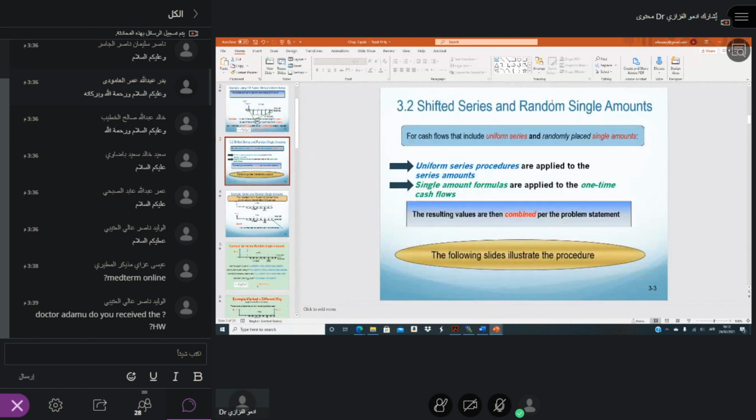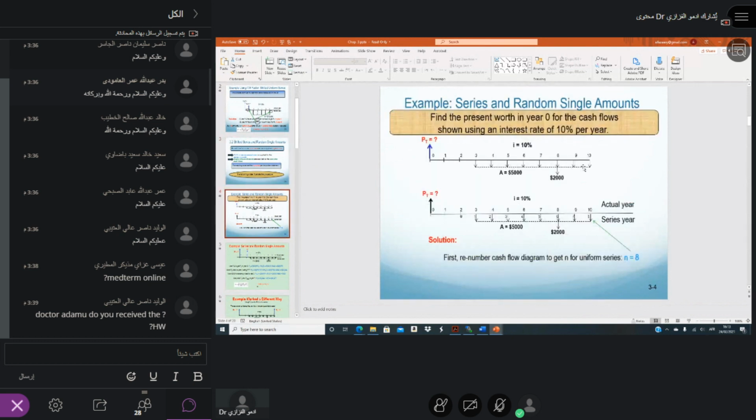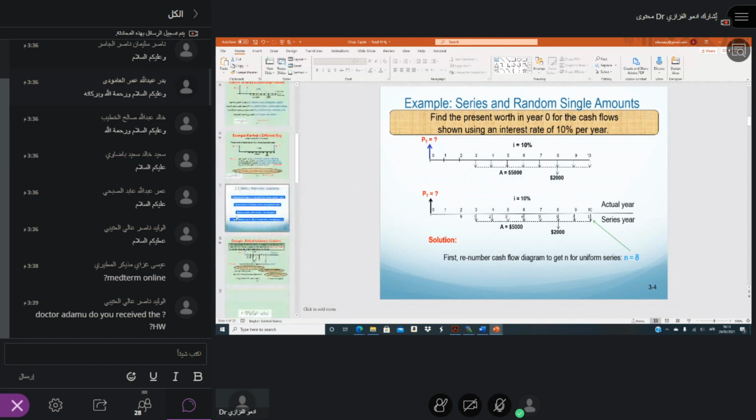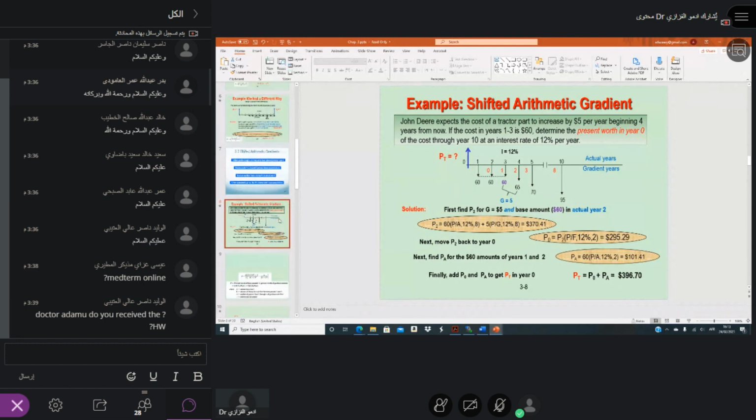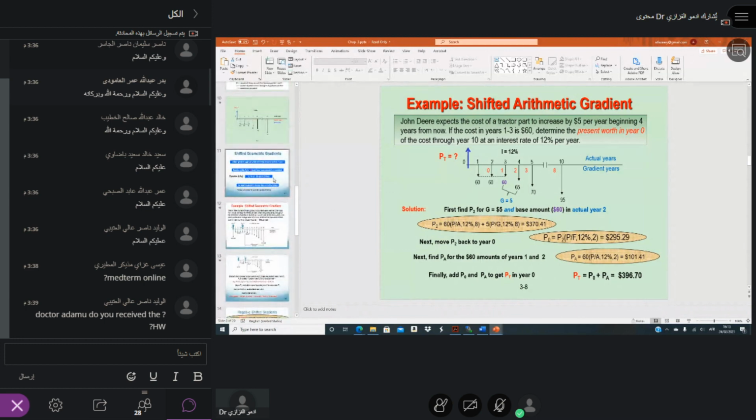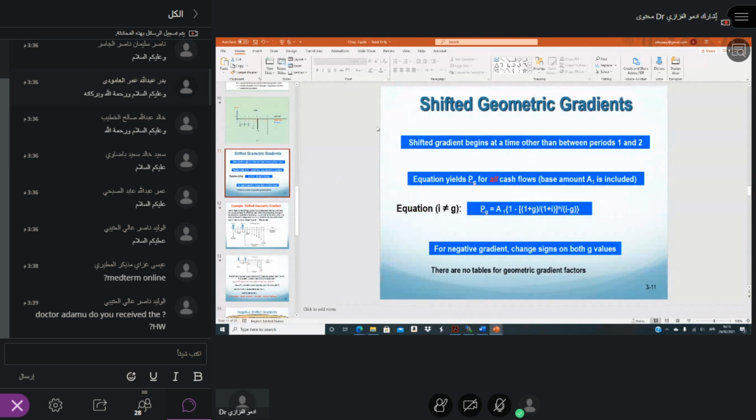Shifted single random amount is when everything is uniform, but somewhere down there you have a value that is different from other values. And also you will have shifted arithmetic gradients. They are arithmetic gradients, but they start sometimes away from period one. So this one is starting from period three, which is not the same as period one. So this is the method that you follow to do this kind of solution evaluation.